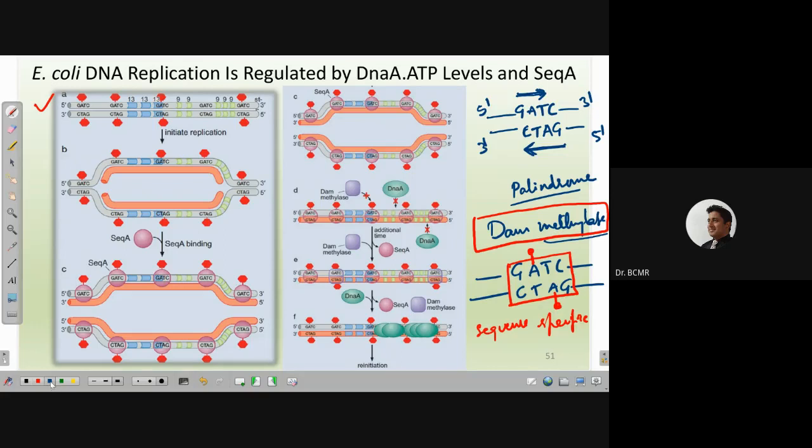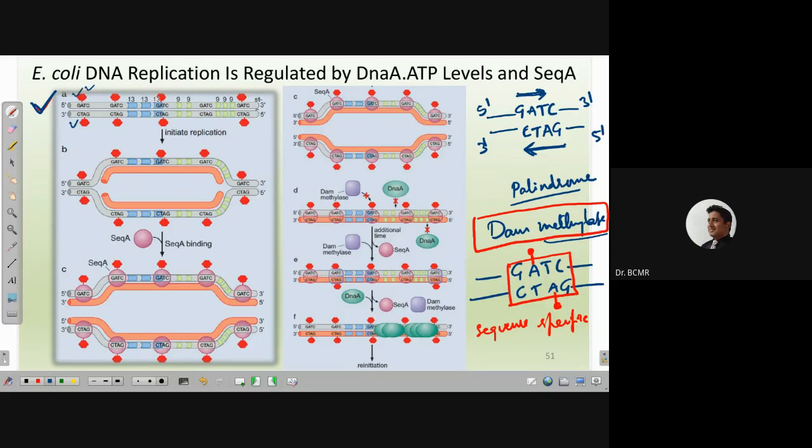So here is the DNA molecule. This is the DNA molecule that you are seeing. Because the methylase is produced, all the GATC sequences are usually methylated like this on both the sides, here and here.